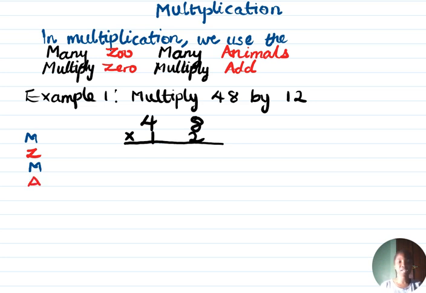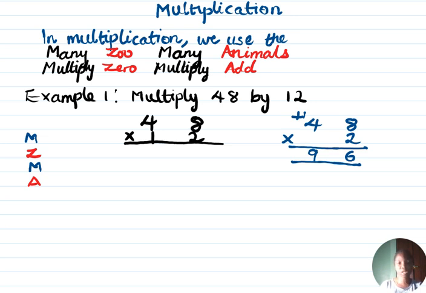Okay, so let's start with this. We want to start with our "many," and our "many" says we should do multiplication. So we have 48 multiplied by the first number of 12, which is 2. So we're going to start with 2, multiply by 2. 2 times 8 is 16, 2 times 4 is 8, plus 1 is 9.